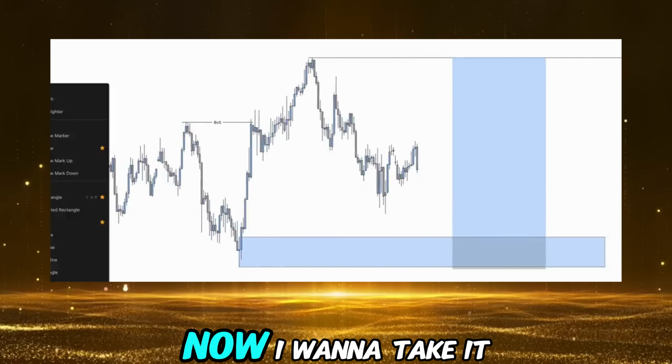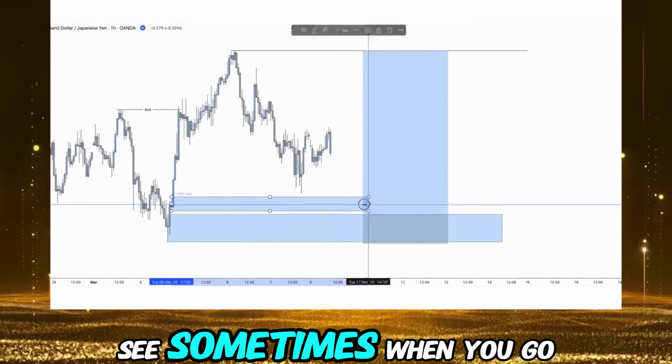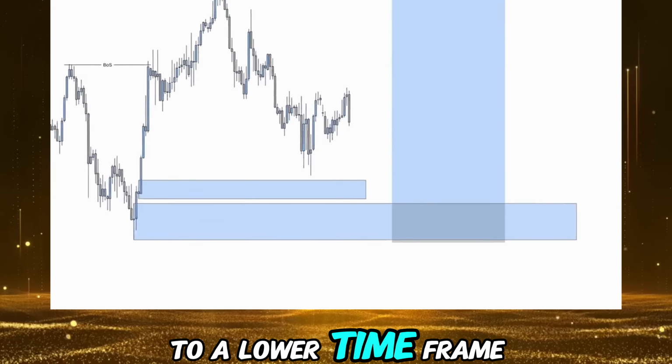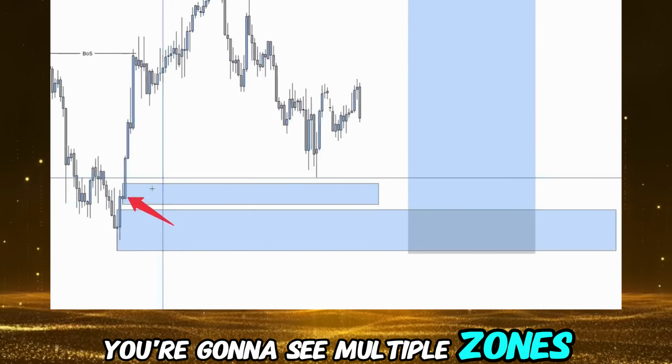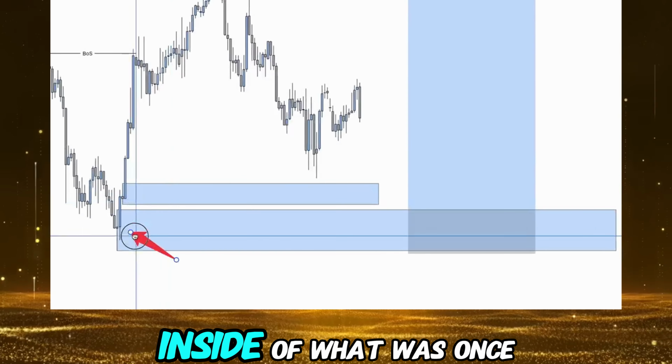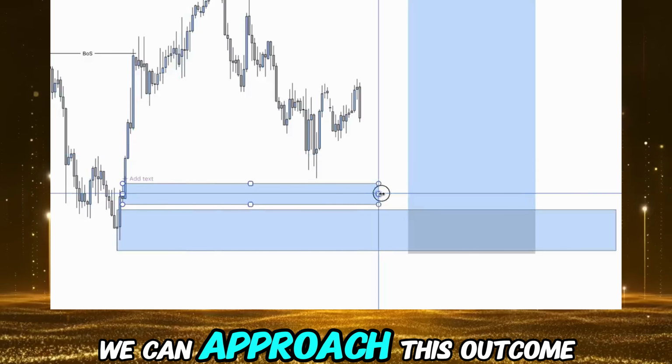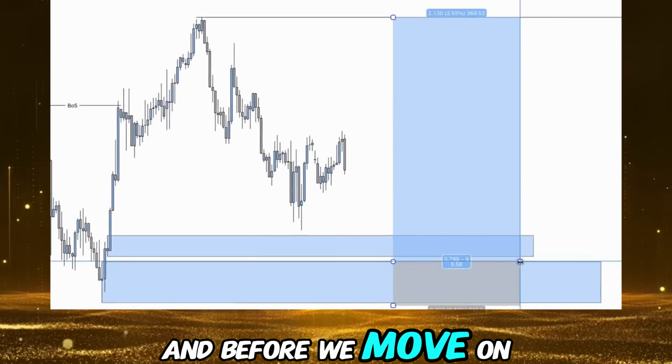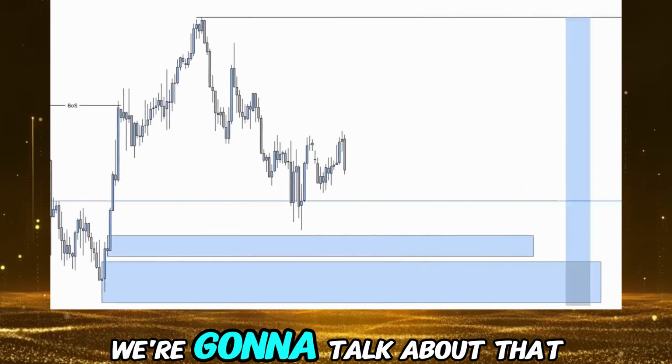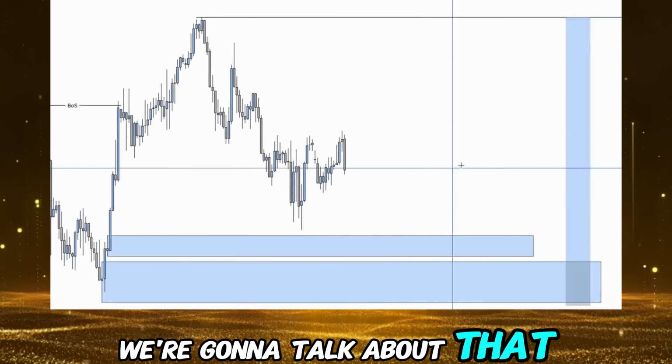Now I want to take it back to the zone just above because the question might be, how am I going to pick between these 2 zones? See, sometimes when you go to a lower time frame, you're going to see multiple zones inside of what was once just one zone, and this can make things a little tricky. Now there's a simple way that we can approach this outcome. Before we move on to our new position, we're going to talk about that real quick. So if we now have 2 zones to choose from, we don't know where to place our order.